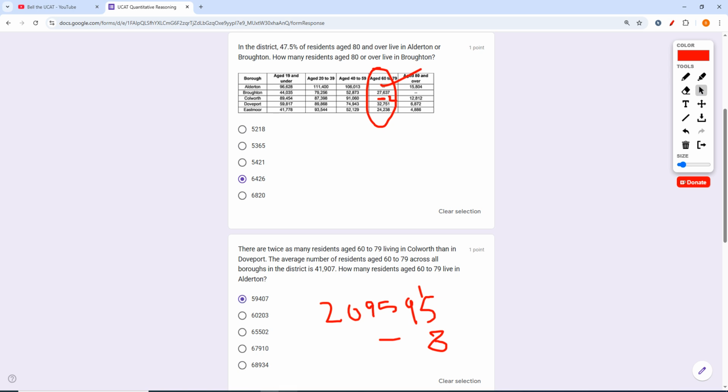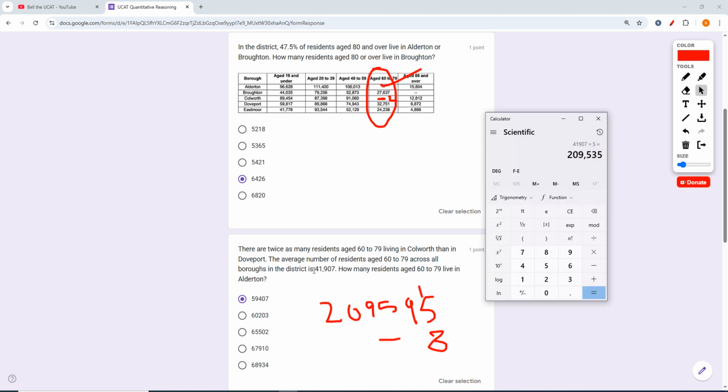So let's see, what did I do? 41917 is the average. So I times it by 5 because there are 1, 2, 3, 4, 5. Times by 5 means divide by 2. So 209,535 is what everything adds up to. He's asking me to find out how many residents there are in Alderton. Okay, so what do you do? So add them up. Total should be 209,535.